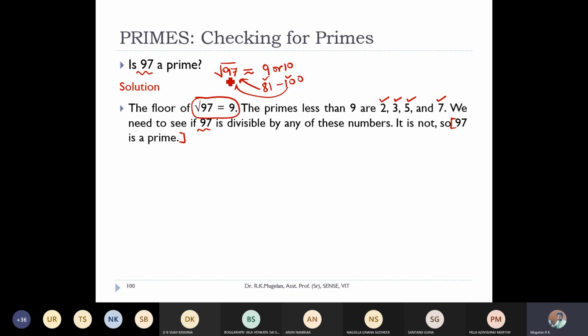That is, if you are given any number, take the square root and find which number is closer to it, like 9 squared, 10 squared or 8 squared, and choose that number as a floor value. Then choose the prime numbers less than that floor number. So how many of you understood this part? You can raise your hand, or if it is not clear, you can ask me.